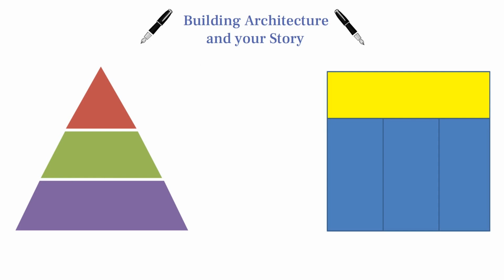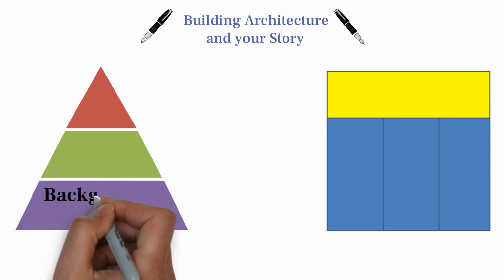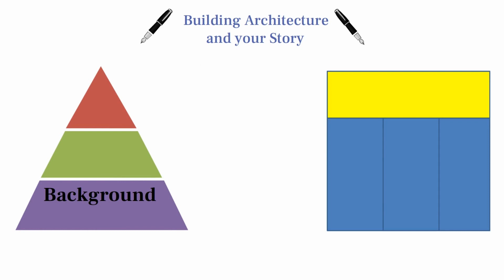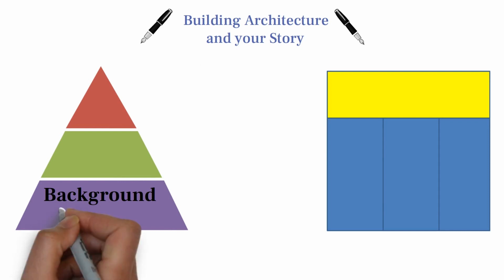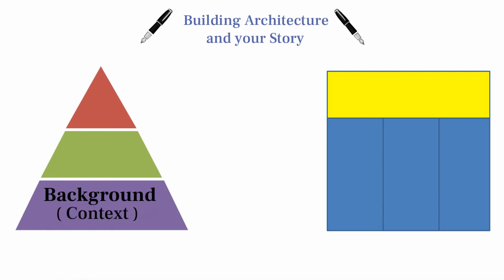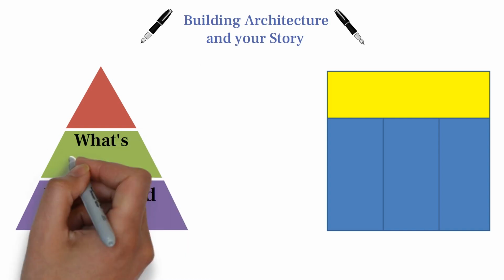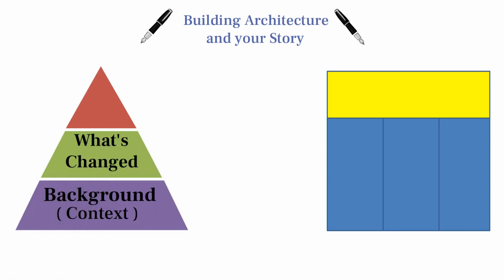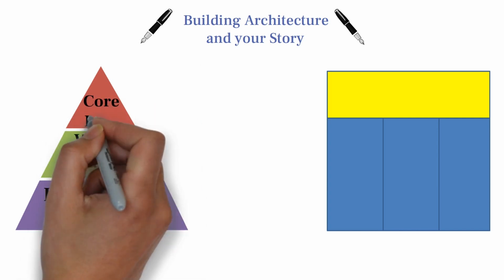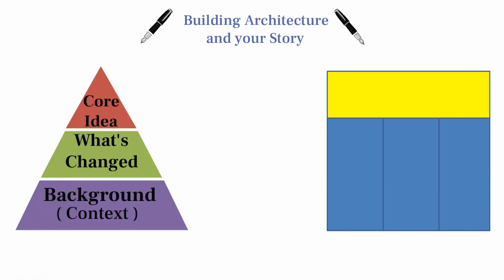For the pyramid structure, we're going to start with the foundation. We're going to give a little background, a little context here before we introduce our core idea. And we're going to talk about the background and what is going on now. And in our second layer, we're going to talk about what's changed. So how it was and what's changed now. And this is where our core idea comes in, where, okay, things have changed. We need to make a decision. We need to figure out what direction we're going to. So this is our core idea.